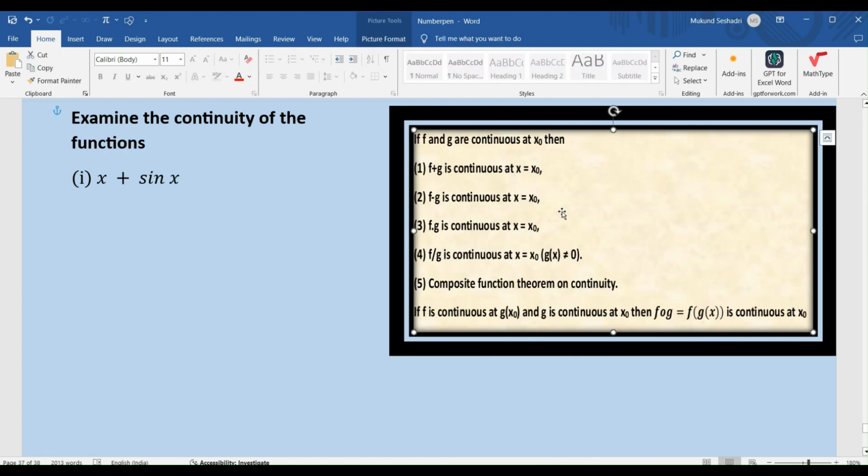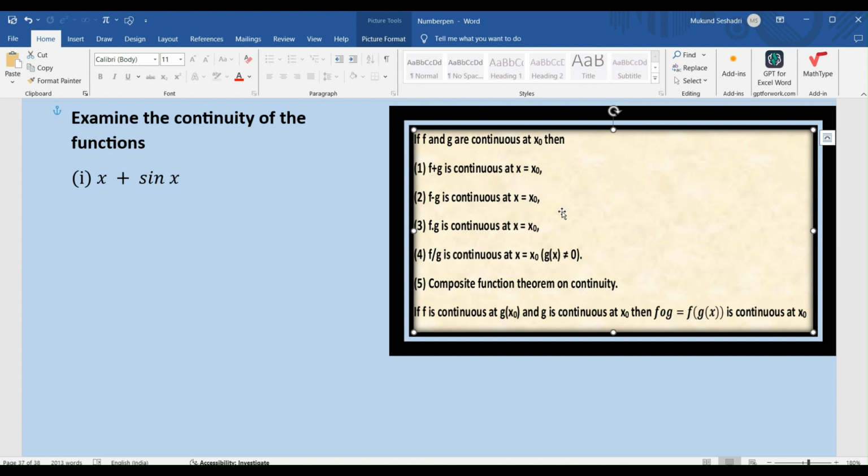And so let's assume we have two functions, right? f of x and g of x. And if f and g are continuous at x naught, then the following rules apply, right? And these rules are based on simple algebra of functions, right?